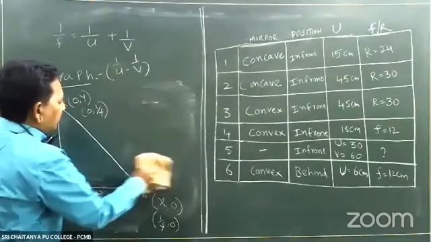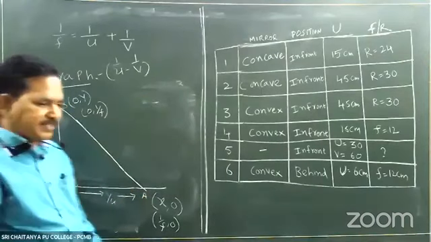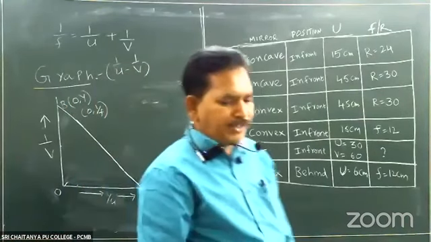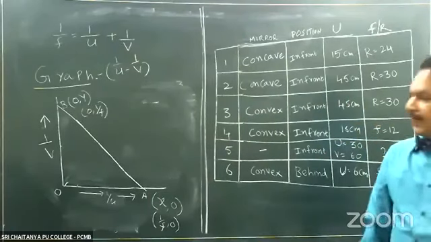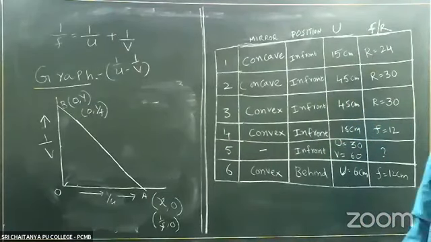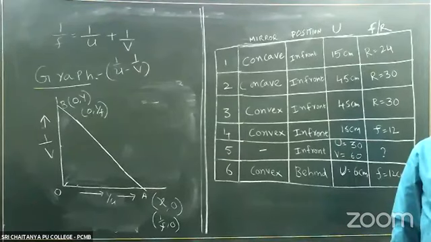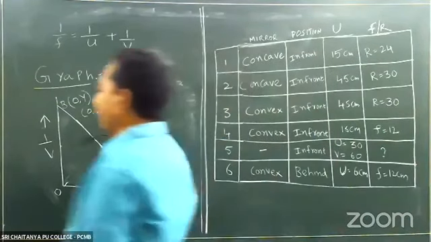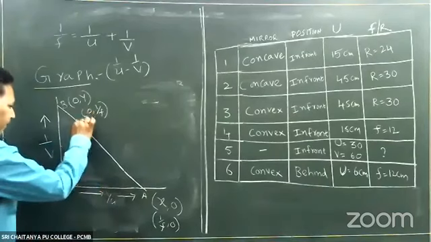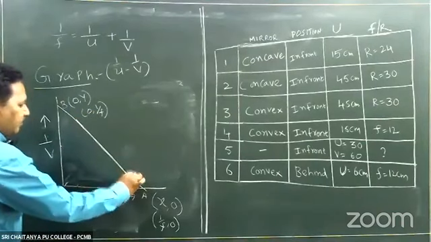First of all, what is taken along the x-axis? 1 by u values. What is taken along the y-axis? 1 by v values. Nature of the graph: an inclined straight line with negative slope.